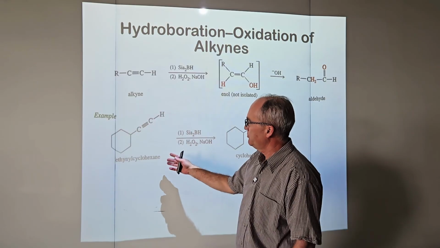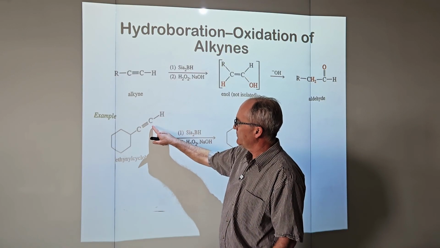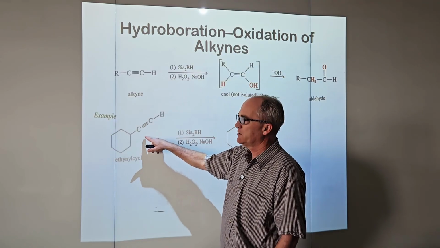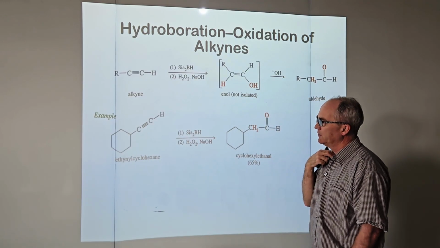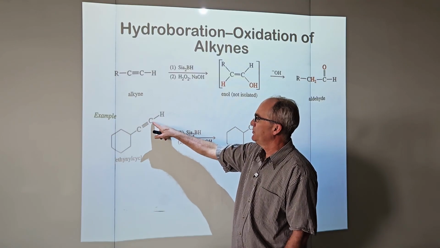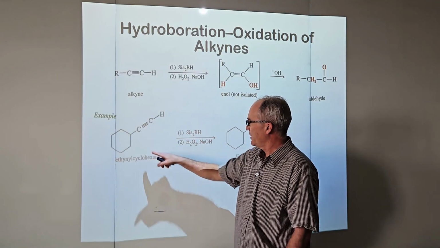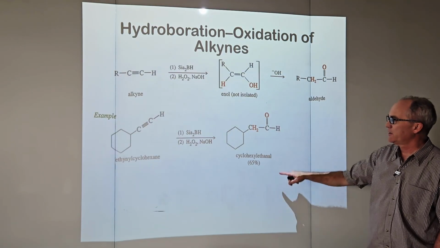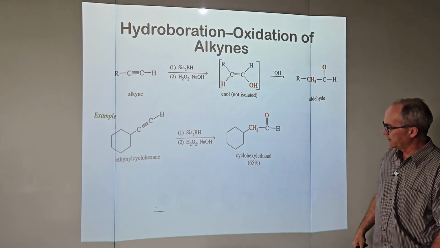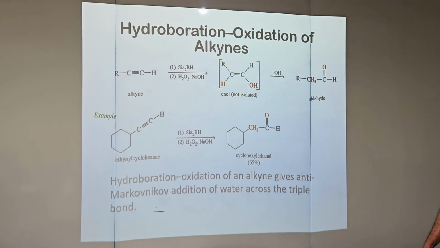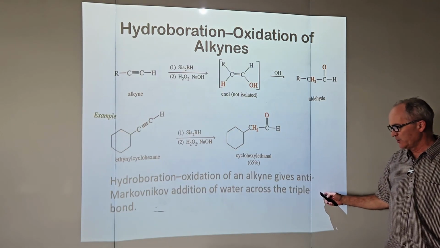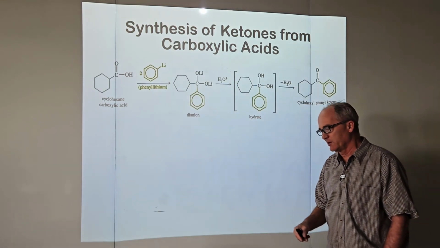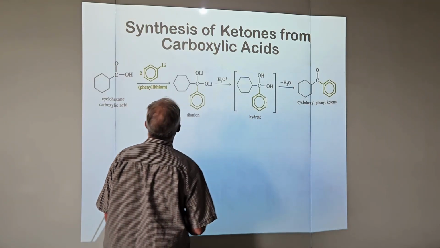So here's a real life example. Normally Markovnikov would say this gets the hydrogen, this gets the OH, then you have a double bond. Tautomerizes into a methyl ketone. That's not going to happen. It's going to put the OH here and a hydrogen there, and they don't show the enol, and it tautomerizes into an aldehyde. Hydroboration oxidation of an alkyne gives an anti-Markovnikov addition of water across the triple bond. So kind of a lot of review with the ketone and aldehyde chapter.